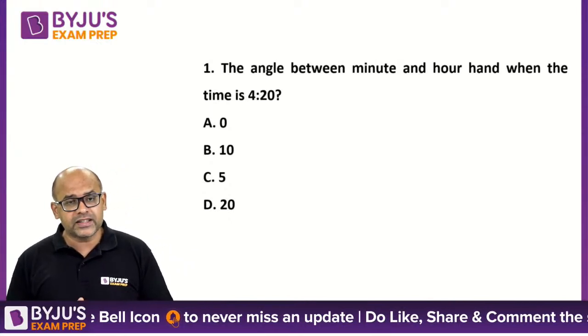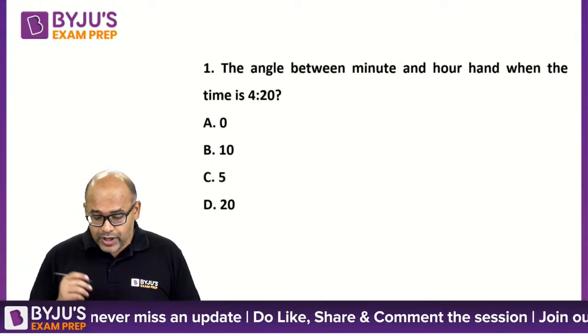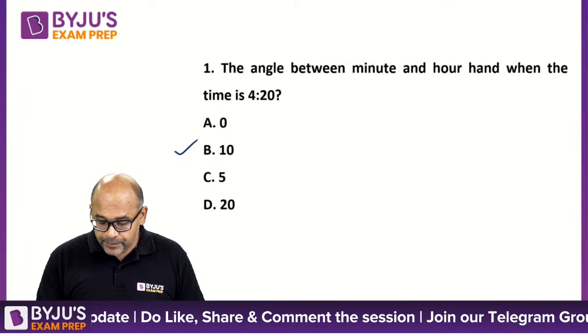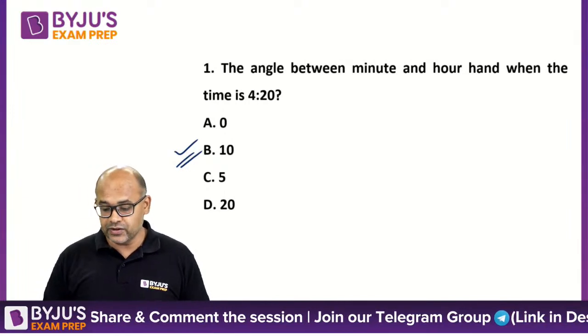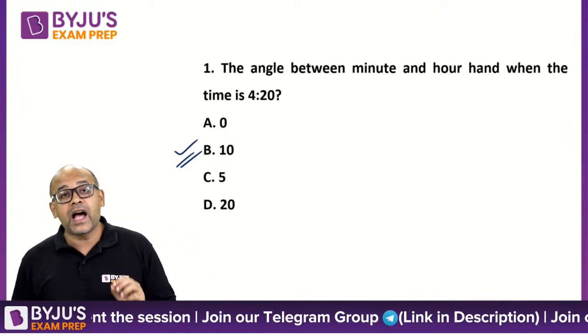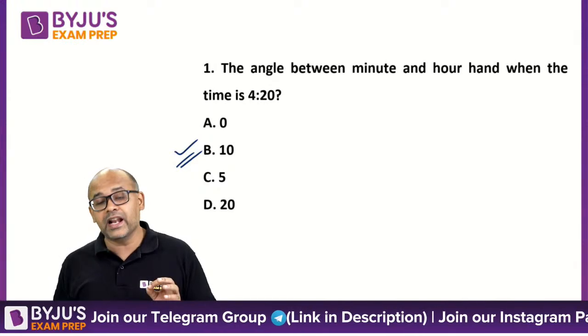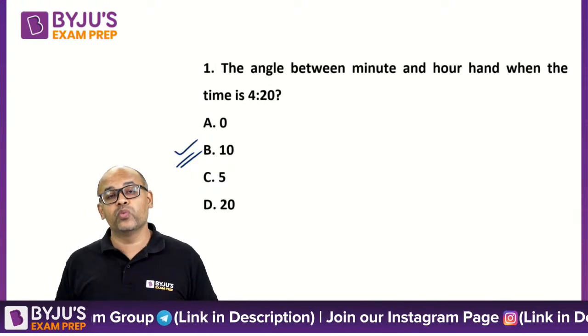Alright, lot of correct answers but few errors too. The correct answer happens to be option B, 10 degrees. So let us see what is happening here. The angle between minute and hour's hand when the time is 4:20.